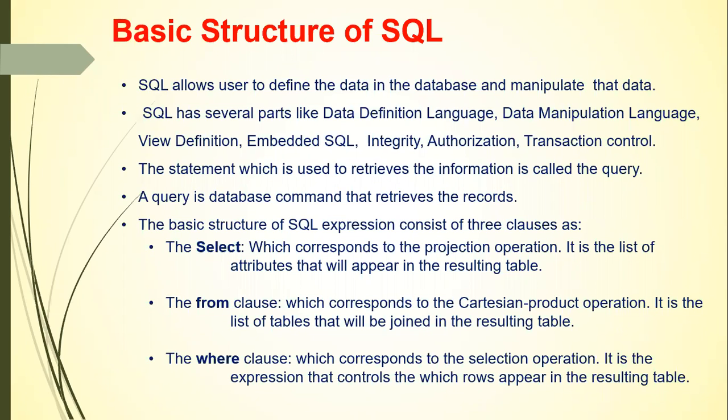Okay, then the next and last thing is nothing but the where clause. I will say it is the predicate. That predicate can be represented with the help of this where clause. In this case, the selection operation can be applied corresponding to that of the selection operation, and it is the expression that controls which rows appear in the resulting table.